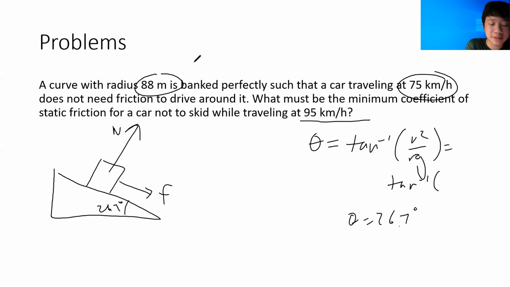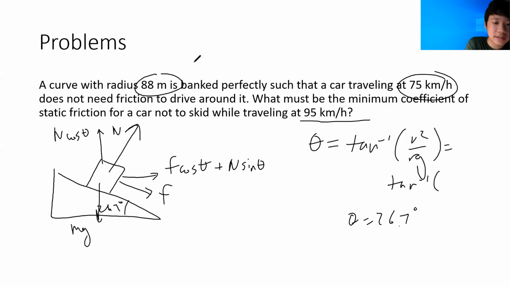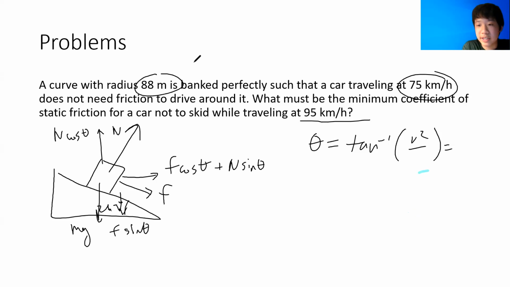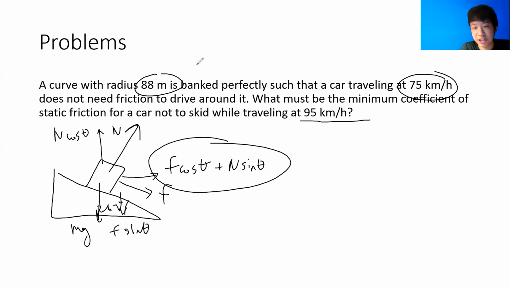Okay, so if we divide these into components here, f cosine theta is in this direction, plus the normal force times sine theta. And in this direction we have normal force cosine theta. Downward we have mg, and downward also we have f sine theta. So using all of these attributes, let's first make some room here. Using all these attributes, both friction and normal force are going to contribute to centripetal acceleration. So f cosine theta plus n sine theta equals mv squared over r.